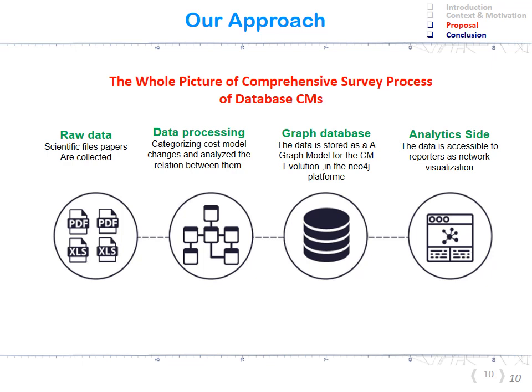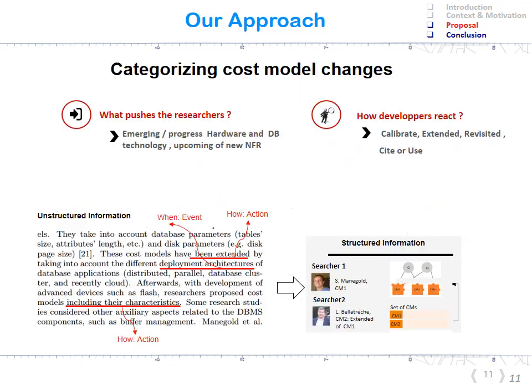To solve the problem, we have proposed an approach of 4 sequencing phases. First, raw data, scientific files, and papers are collected. Second, data processing, categorizing the cost model changes and analyzing the relation between them. Third, the graph database, where the data is stored as a graph model from the cost model evolution. And fourth, the analytic side, where the data is accessible to reporters as a network visualization.